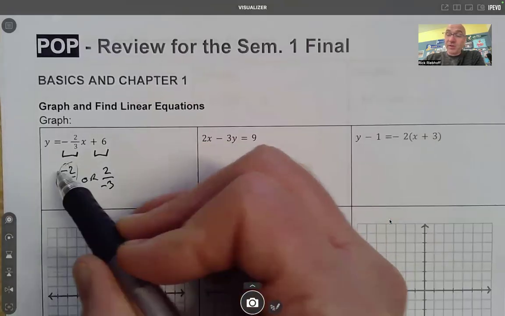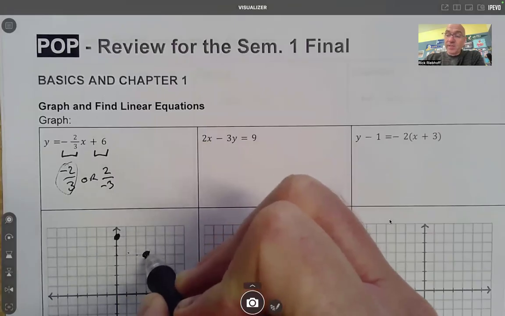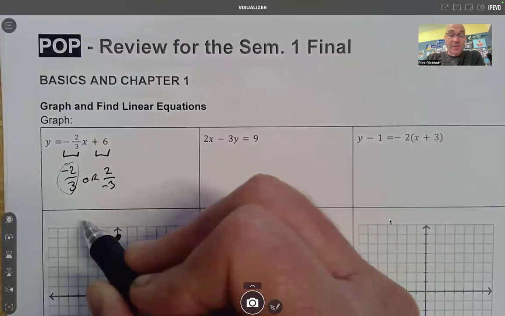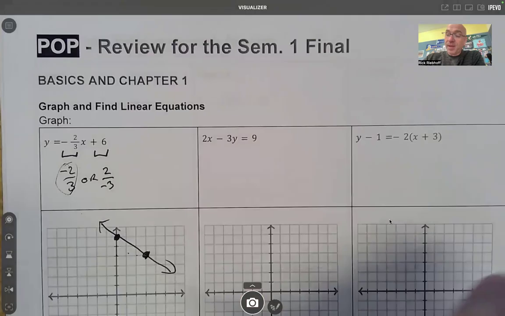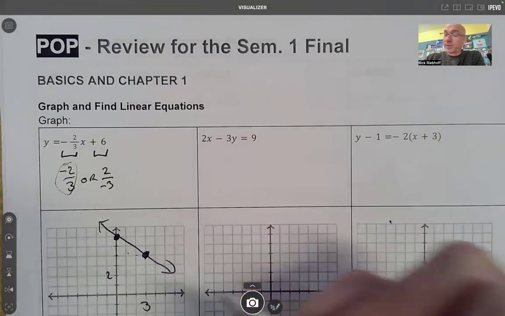I like the -2/3 because that's going to go down 2 and over 3, whereas the other one was up 2 and back 3. Again, it's on the same line, but it's a little easier to see this one. Boom, boom, there we go. Probably be a good idea to put a couple numbers in here, 1, 2, or something like that.